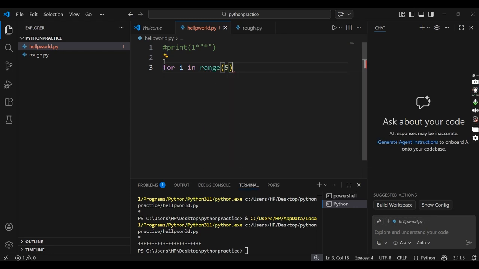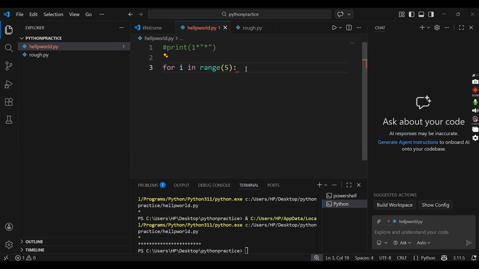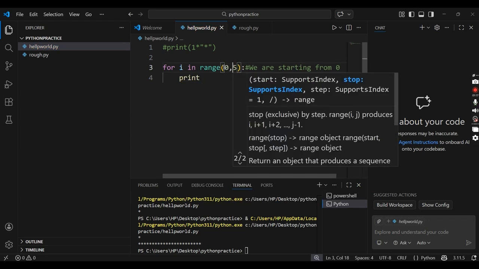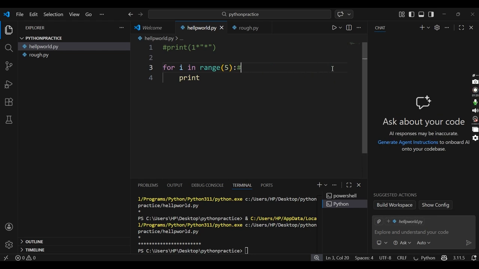For i in range 5, it is saying that we are starting, if there is nothing in the start, no 1, no 2, single form, then we start from 0. Because the last number is 5, we go from 0 to 4. The second number will not be included. So here the first number is 0, the second number is 5. By default, because there is nothing, the first number is 0. Because the second number is not included, we will go 0, 1, 2, 3, 4 only.